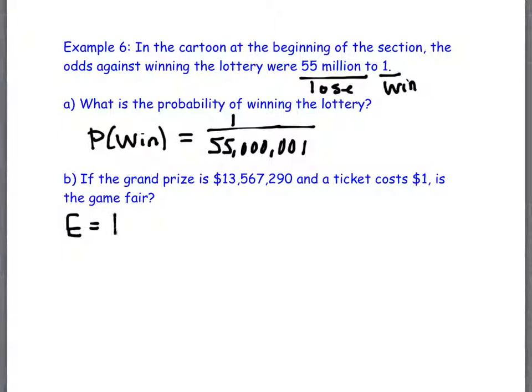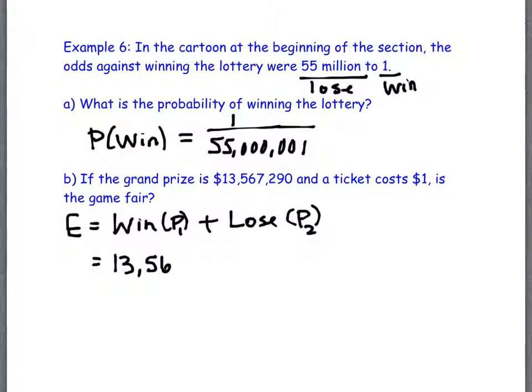So what is the probability? We've got 2 options. The amount of winning times the probability that we win, plus the amount of losing times the probability that you lose. And those P's, of course, are different values. So maybe I should call them P1 and P2 like your book does. All right, so if you win, how much do you win? 13,567,000.